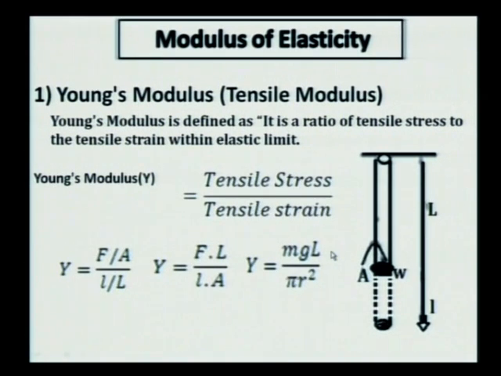Then there are three types of modulus of elasticity: Young's modulus, bulk modulus, and modulus of rigidity. The first is tensile stress divided by tensile strain. This ratio is called Young's modulus. It is the ratio of tensile stress to the tensile strain within elastic limit. Therefore Y is equal to tensile stress upon tensile strain, F upon A upon small l by capital L. Therefore Y is equal to F into capital L in the numerator, over small l into capital A. F is nothing but m into g, and A is pi r square, therefore Y is equal to m into g into capital L divided by pi r square into small l. This is called Young's modulus.